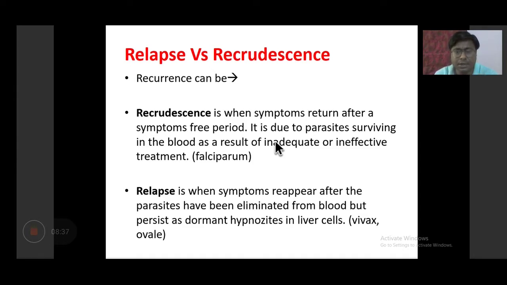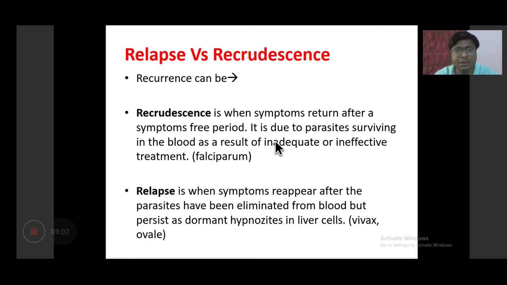Okay, so the parasite is there, and a symptom-free period comes because of the initial treatment, because you kill the erythrocytic schizonts. So a patient becomes symptom-free, but because of inadequate killing of the parasite in the exoerythrocytic part, they again produce schizonts and the symptoms occur again.